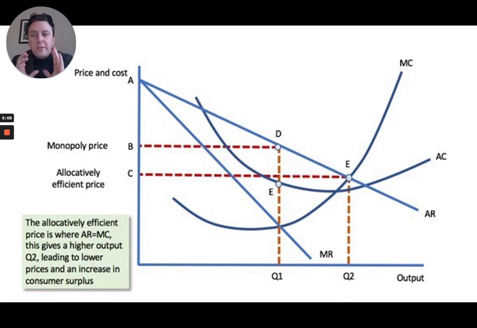So this diagram is a great diagram. We can show inefficiencies, we can show profits, and you can show how really at its core a monopoly operates. And this should really help you with your analysis and in your evaluation, because you've got pros and cons of a monopoly along with how a monopoly operates.